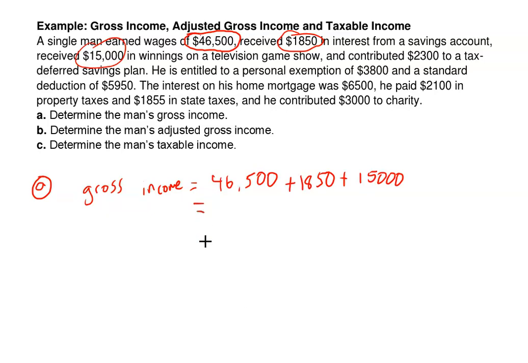I need a calculator. Let me go grab one out of my bag. And we will add this up. So 46,500 plus 1,850 plus 15,000. And this person's gross income ends up being $63,350.